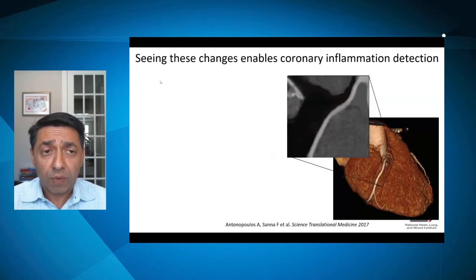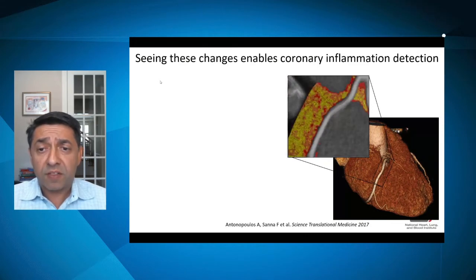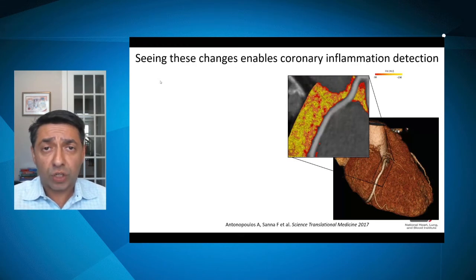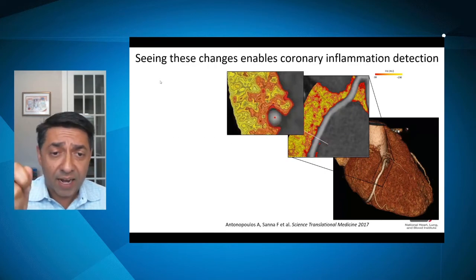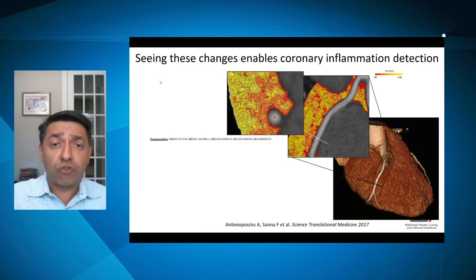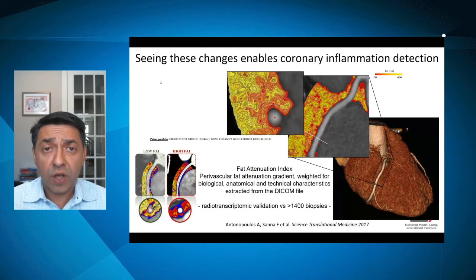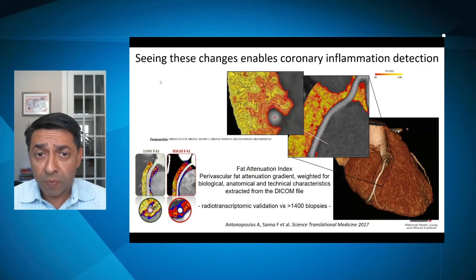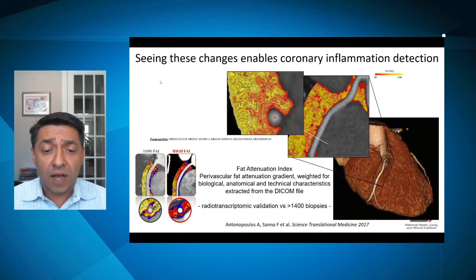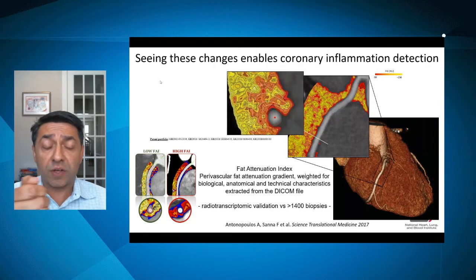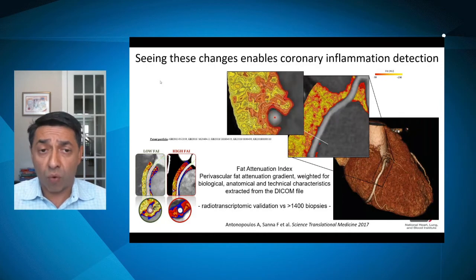So how does it work? Seeing these changes on a conventional CT angiogram permits the detection of that differential lipolysis edema ratio and characterizing this fat and how it attenuates due to the amount of inflammation in the coronaries permits FAI as a biomarker, and a biomarker that has been validated against 1,400 biopsies, so radiotranscriptomics. And shown on the bottom left, you'll see that in the absence of luminal disease, there's low FAI on the left side, whereas there's high FAI on the right side, indicating a high amount of coronary inflammation.